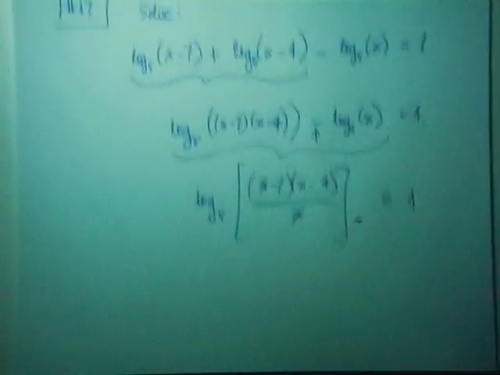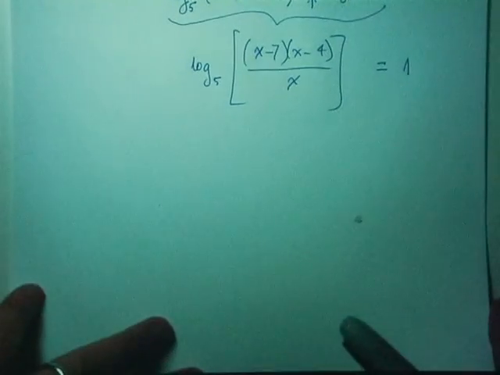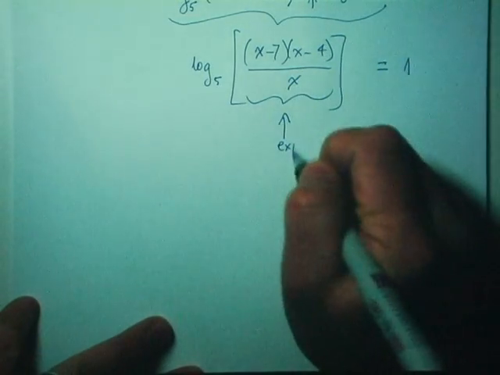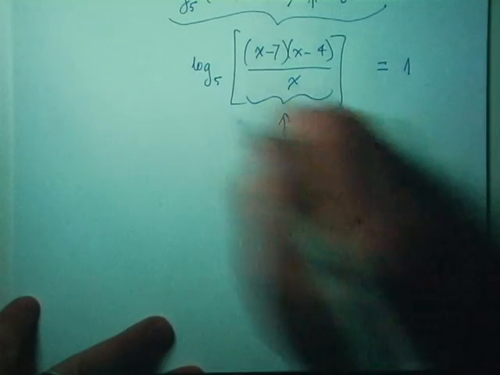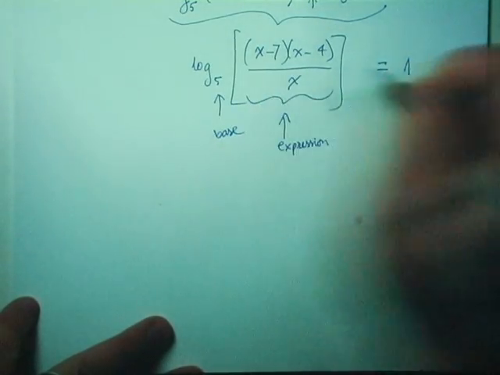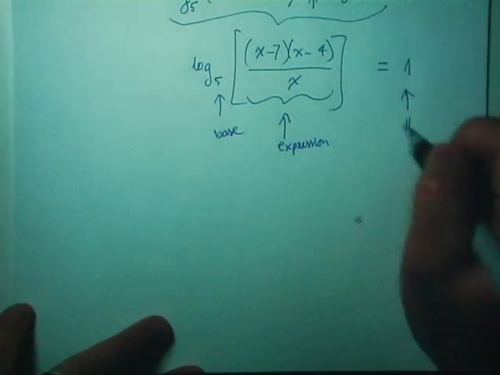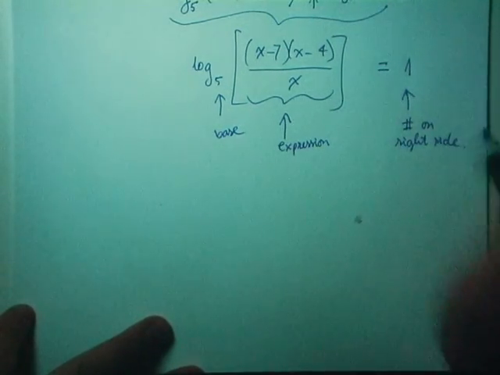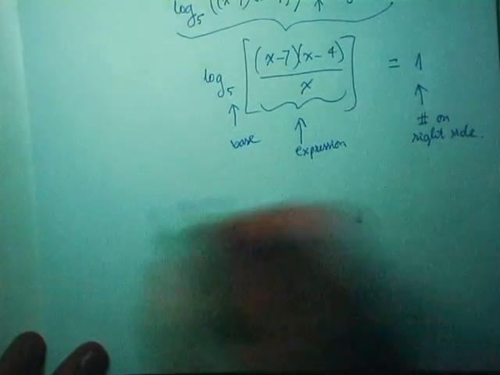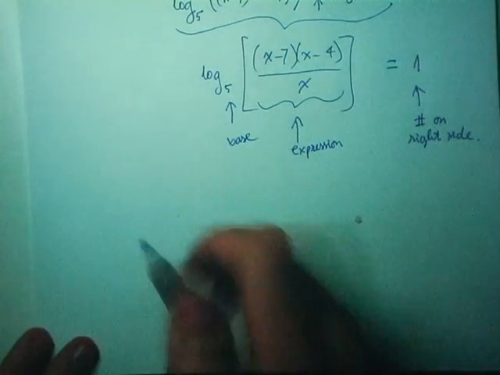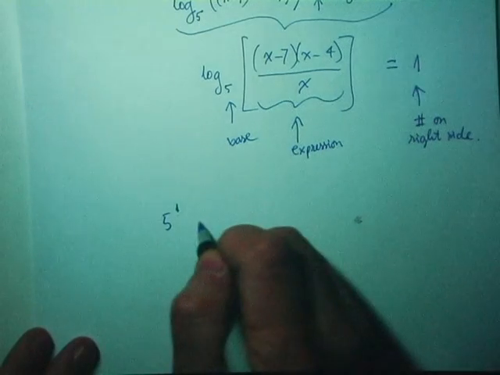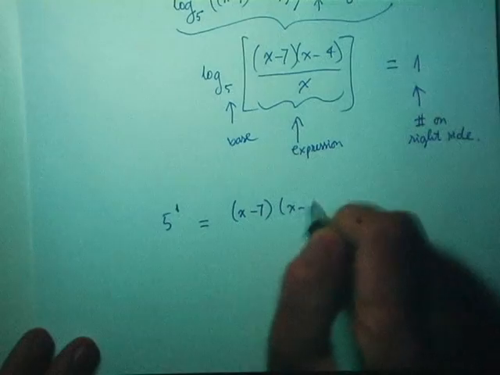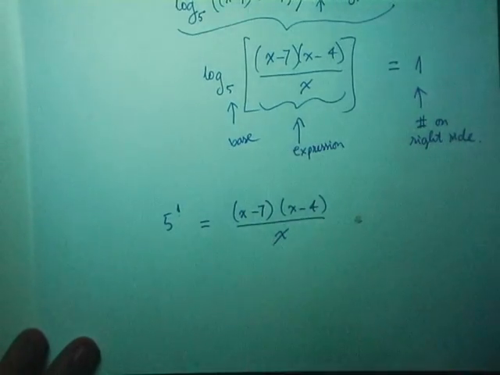So now I am in my ordinary form. Here's my expression, and here's the base of my log, and there's my number on the right side. So now to solve further in this problem, you simply raise the base to the power of 1 and make it equal to x minus 7 times x minus 4 over x on the right hand side.